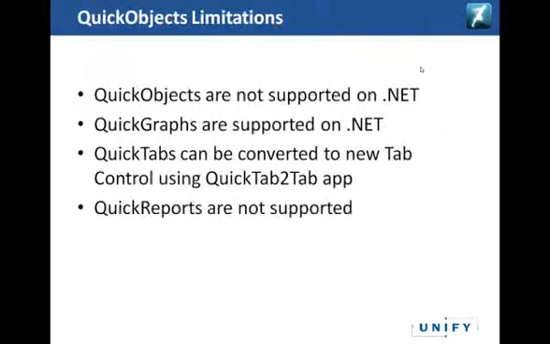Let's talk a little bit about other limitations and things that are supported. Quick objects in general are not supported on .NET. Quick graphs are supported on .NET. Quick tabs can be converted to the new tab control. And quick reports are not supported on .NET. Reports in general are supported on .NET, and I will show you a sample of running a report from a browser application.